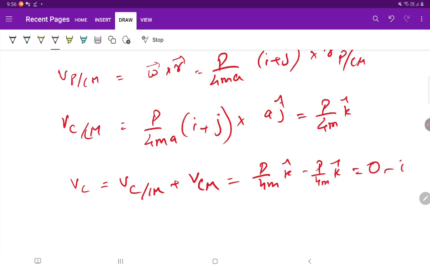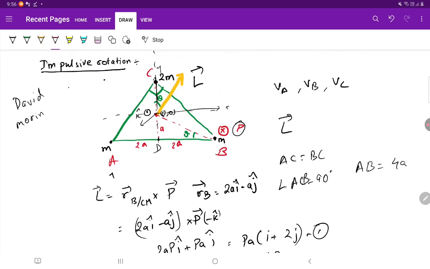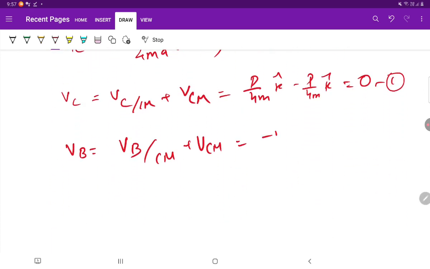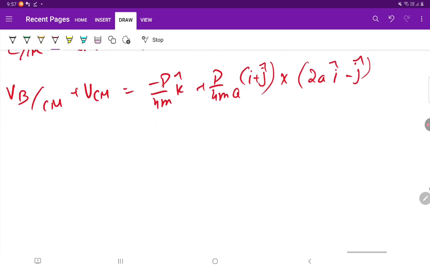So this is my first. Then second, vB is equal to velocity of B with respect to center of mass plus velocity of center of mass, and we know that the coordinates of B are given as 2a i cap minus a j cap. So minus p by 4m k cap plus p by 4ma times (i plus j) cross (2a i cap minus a j cap). You will get it: i cross j is plus k and j cross i is minus k. You will get it minus p by m k cap.